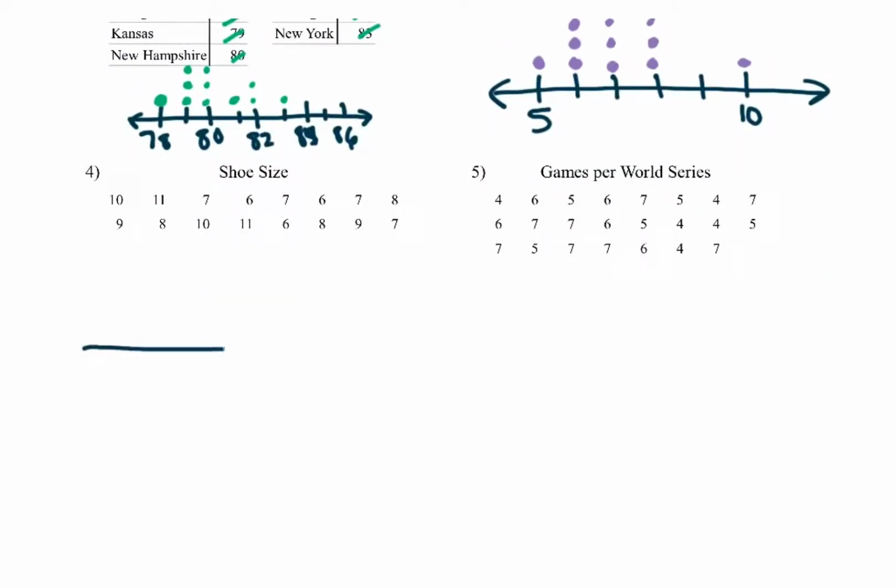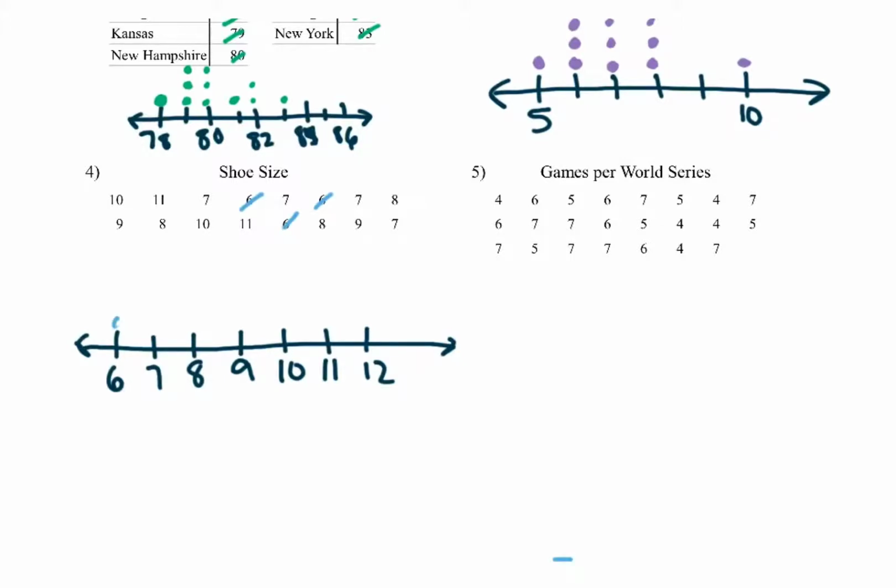Okay, shoe size. Looks like our lowest is 6. Okay, so we have 3 6s, 4 7s, 3 8s, 2 9s, 2 10s, and 2 11s.